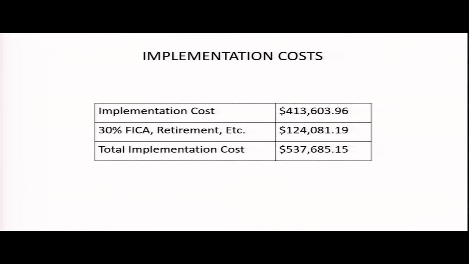Okay, here we are. So the actual salary adjustments to do what I just recommended, 413,000. But of course, to that, and not to ever be forgotten, are those associated FICA, retirement, 401K costs. And in your case, that's approximately 30%, so your overall cost would be $537,000.